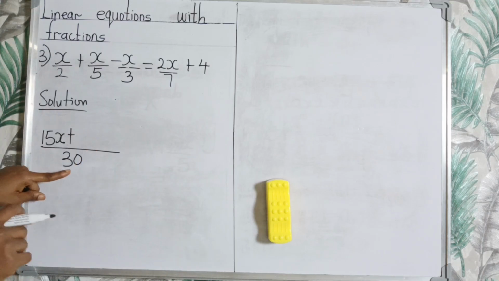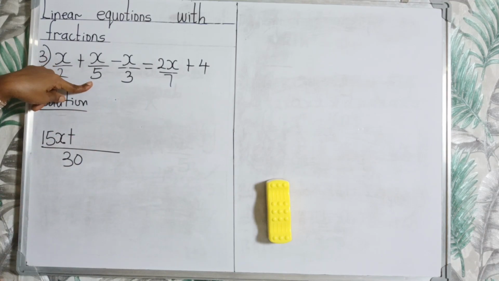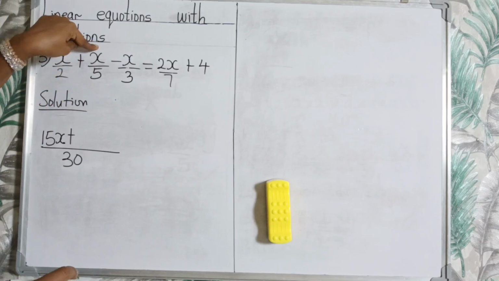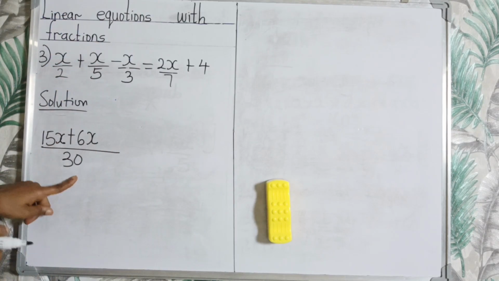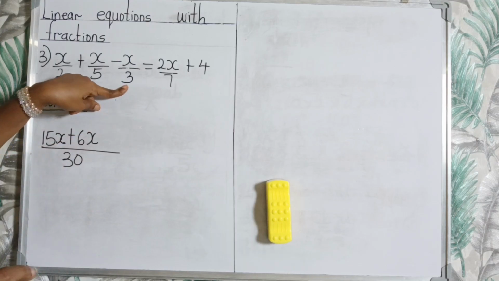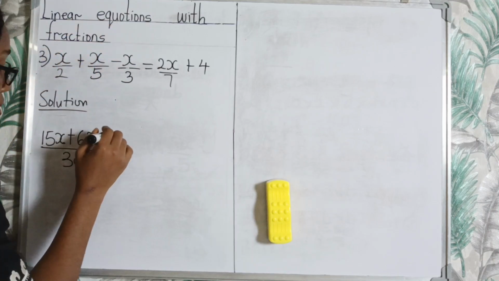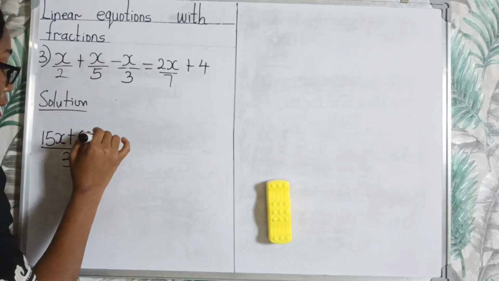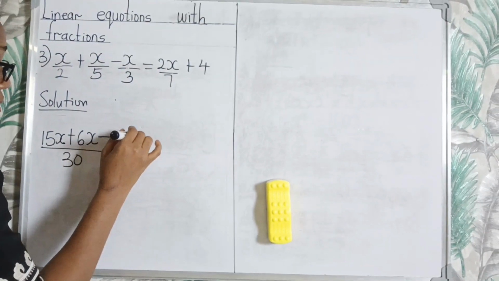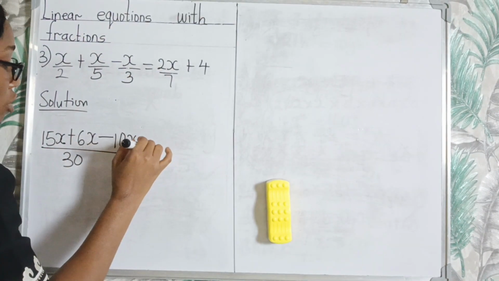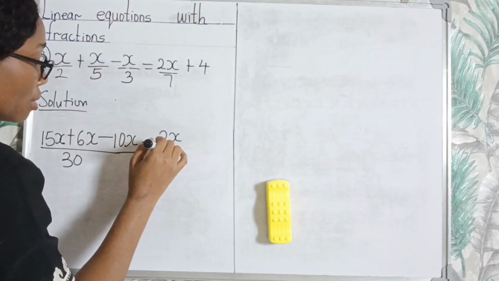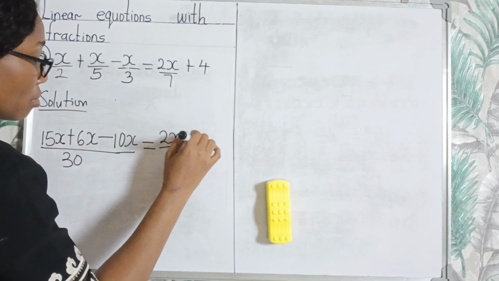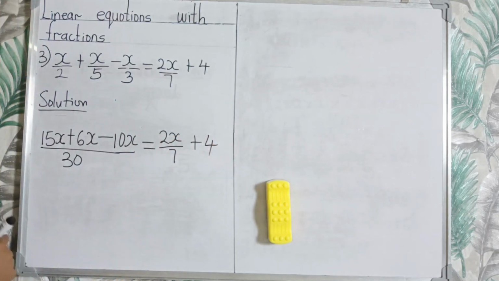plus 30 divided by 5 is 6. 6 times x is 6x. So here I have 6x. 30 divided by 3 is 10. 10 times x is 10x. So I have my minus sign, 10x. And this is equal to 2x divided by 7 plus 4.